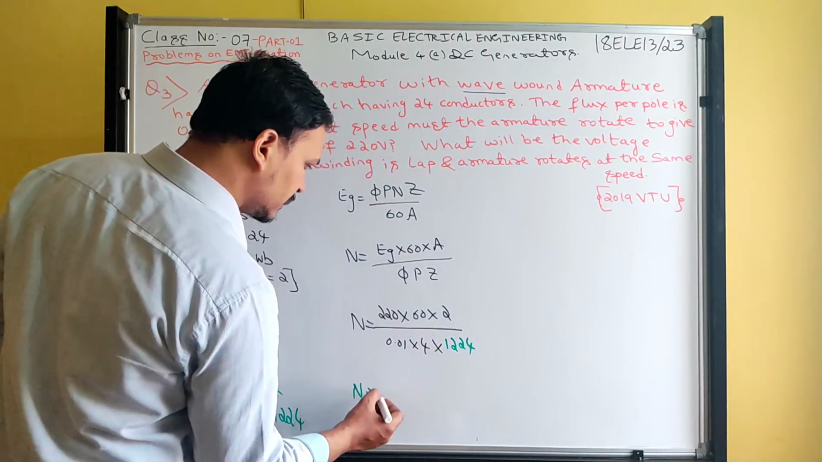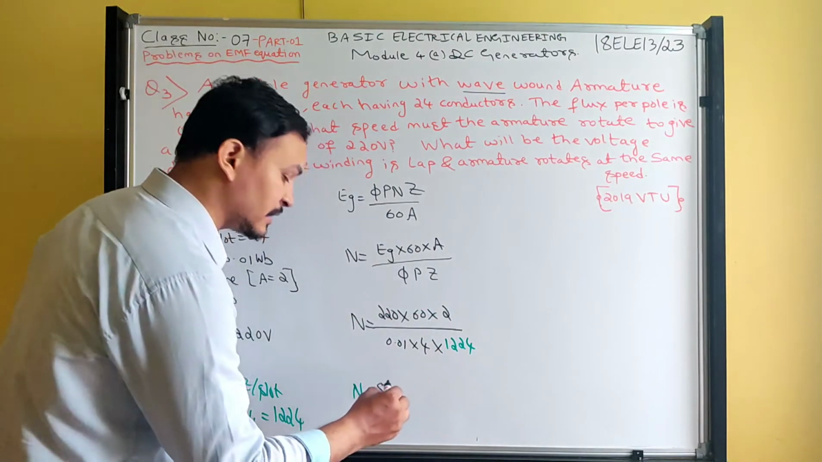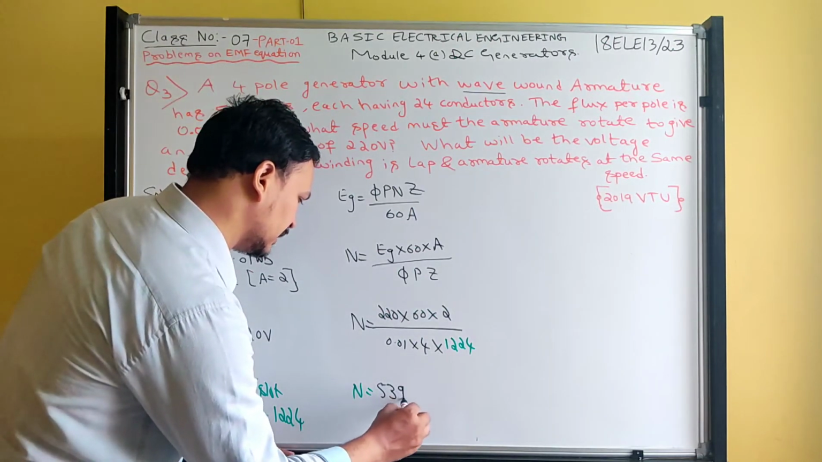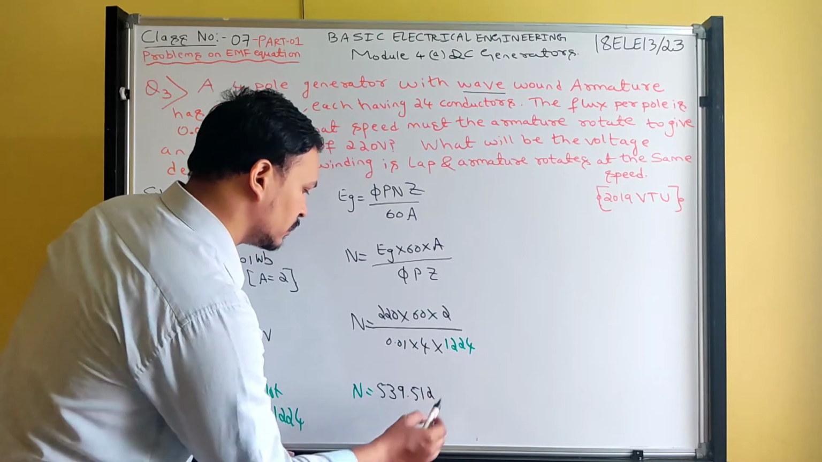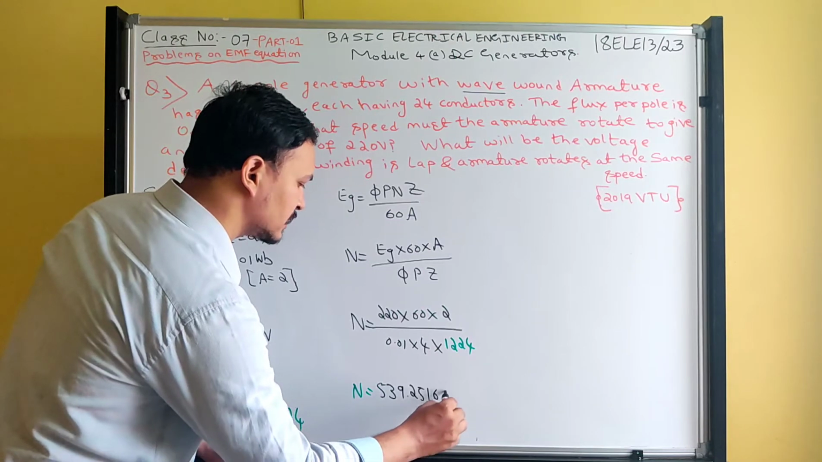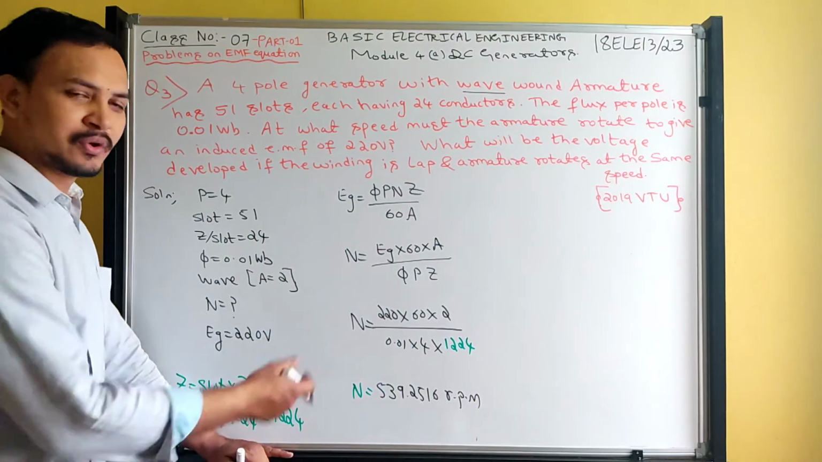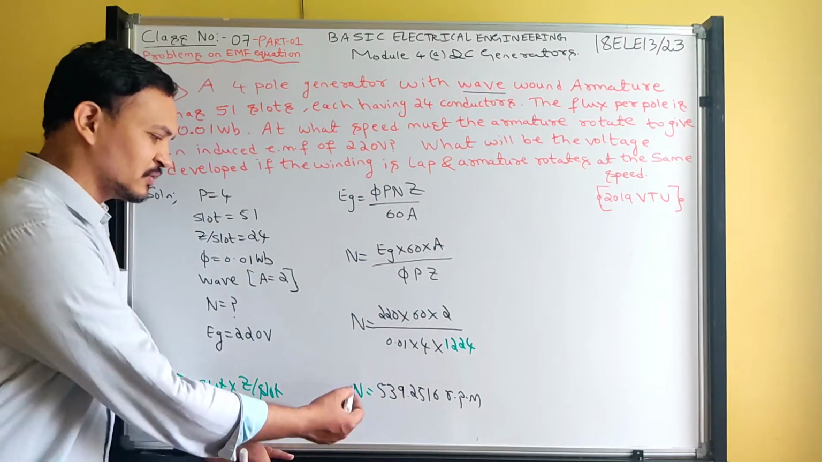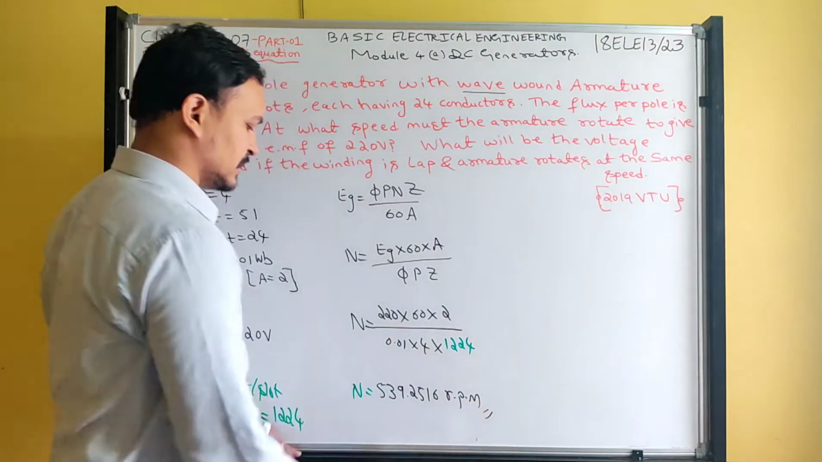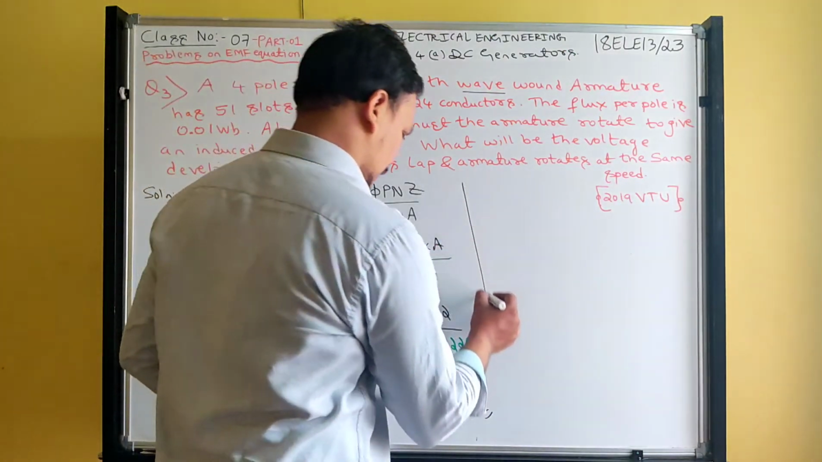So take a calculator, enter all these values correctly, and you will get the answer. What answer do you get? 539. Very good. 539 point 2516 RPM. I am not sure about the fraction. Anyhow, you know how to use a calculator better than me, so just write the answer you got. This is the speed I got. 539 is correct, the fraction I don't know.